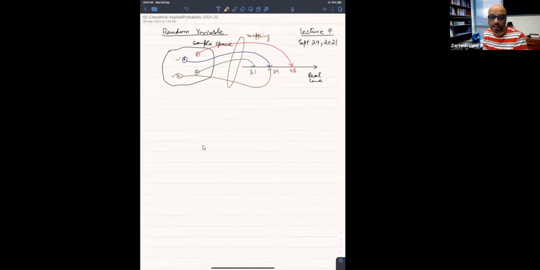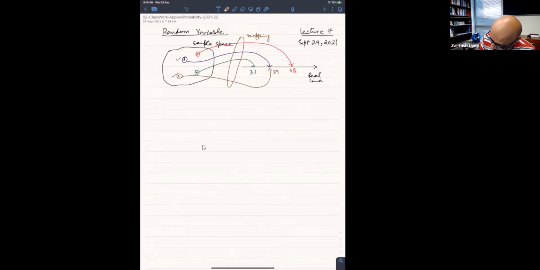Now you can see that with the same sample space, the same set of outcomes, if I change the mapping, then I will have another random variable. Change the mapping again, and there is yet another random variable. So the values that the random variable will take really depend upon what the mapping is. And I can define this mapping. It is up to us how we define that mapping.